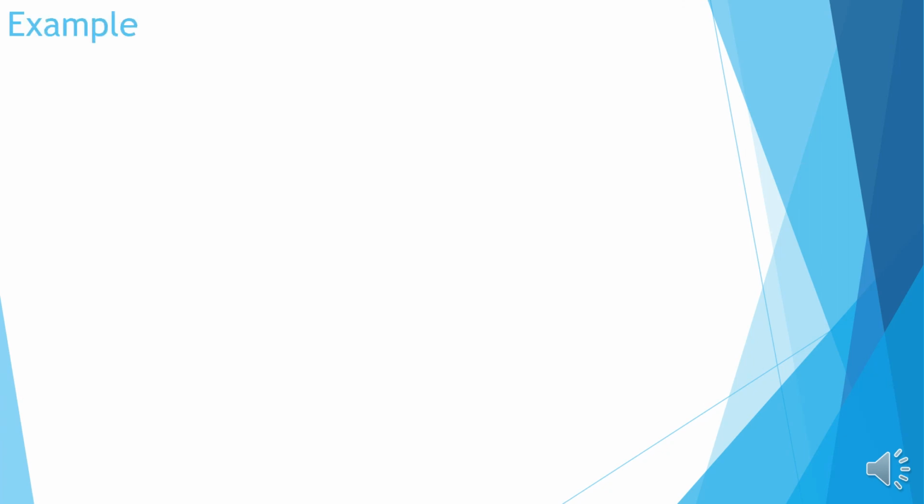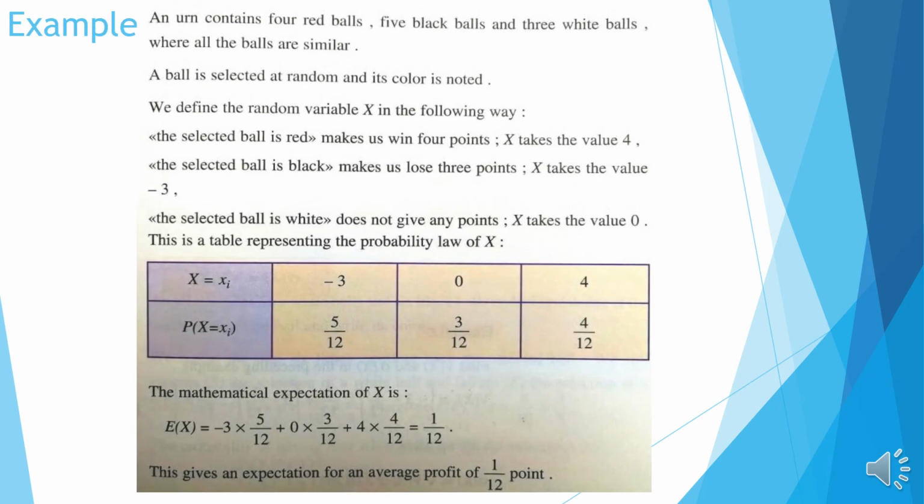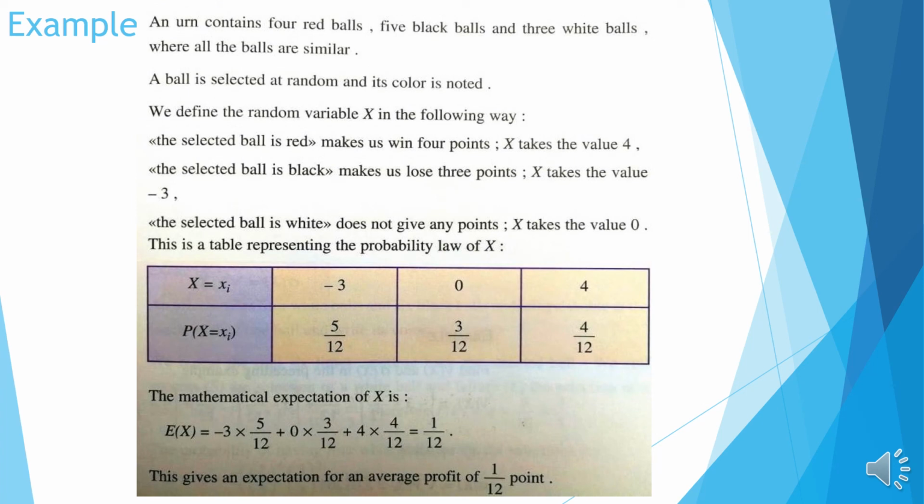Example: an urn contains 4 red balls, 5 black balls, and 3 white balls, where all balls are similar. A ball is selected at random and its color is noted. يعني سحبنا الطابة وطلعنا بلونه، اهتمينا باللون.